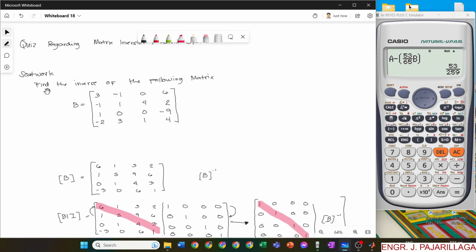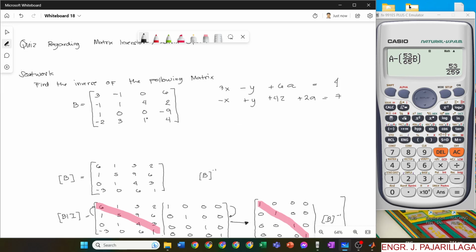For example, this B is part of a system of equations. For example, our equation is 3x minus y. Okay? We have no z. So we have, let's say a. Plus 6a. And then that is equal to a certain number, let us say 4. And then we have here negative x plus y, plus 4z plus 2a. Let's say this is equal to positive 7.